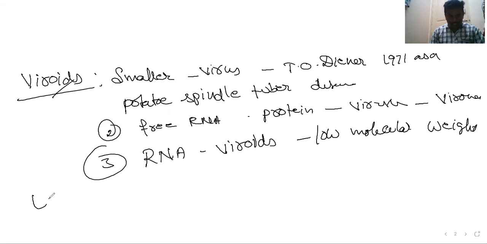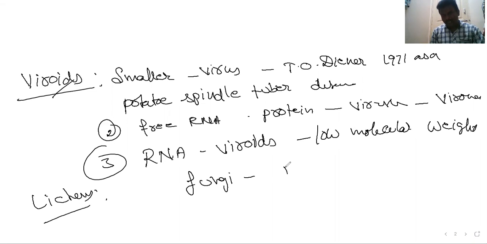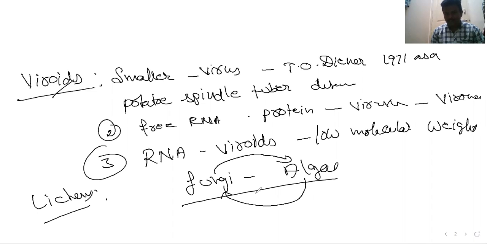Next topic is lichens. The association of fungi and algae is called lichens. Fungi provide shelter to the algae, and algae provide food material to the fungi. This kind of association is called lichens.